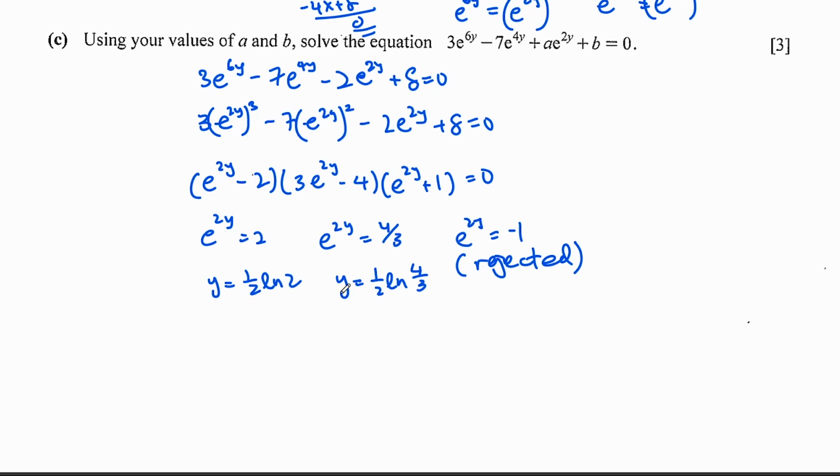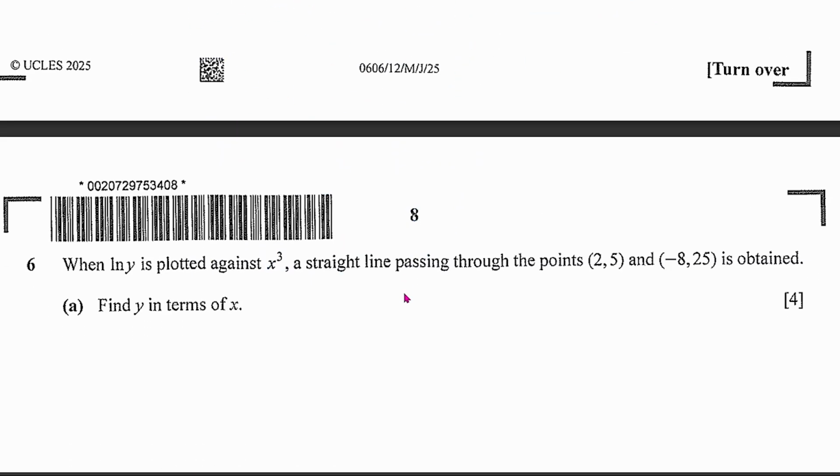Right, so since this is a no calculator paper, you're not expected to give any numerical value for this type of non-exact answers. You can leave them in its exact form. Alright, so you can just leave it in its natural log form. Alright, next.